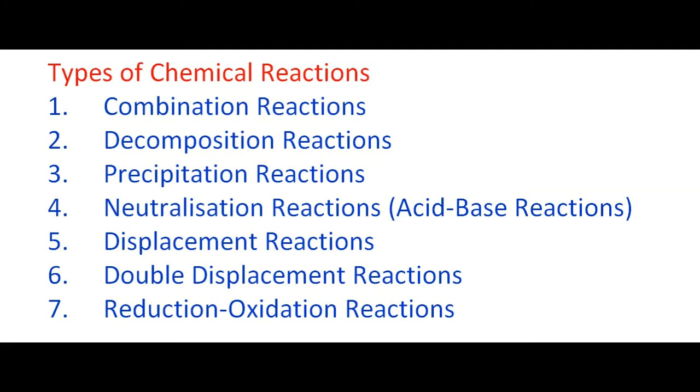Memorize this very carefully. Depending upon the nature of reaction, chemical reactions have been broadly classified into 7 types: combination reactions, decomposition reactions, precipitation reactions, neutralization reactions, which we also call acid-base reactions, displacement reactions, double displacement reactions, and reduction-oxidation reactions, which we also call redox reactions.